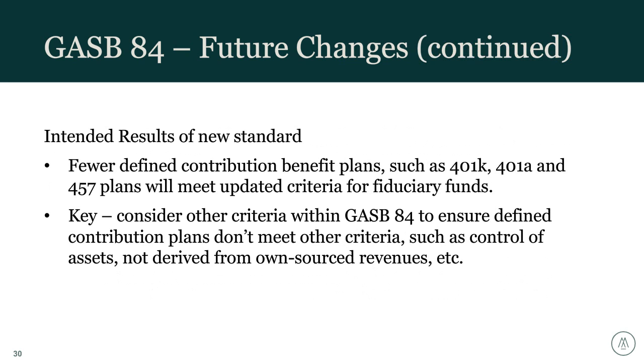The intent in all of this is that fewer defined contribution plans will be required to be reported as fiduciary funds. And if you've already implemented GASB 84 and ended up pulling in some defined contribution plans as fiduciary funds, I'd recommend spending some time reading through GASB 97, and then reassessing whether those plans would still need to be included as fiduciary funds in the next reporting cycle or not.